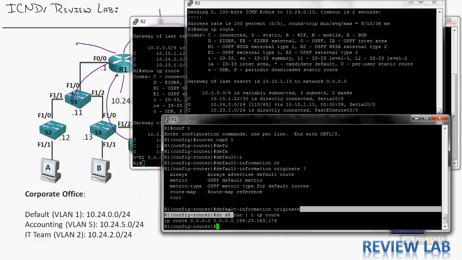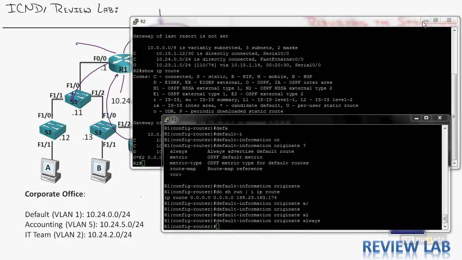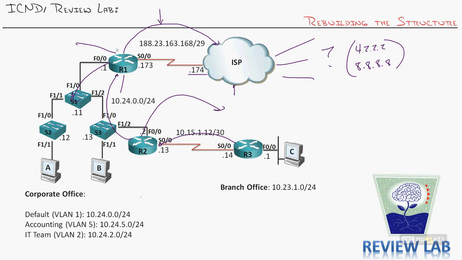There is another command we can type in, default information originate, and I'll hit the up arrow and do always. The function will be the same. It's not like anything special is now going to happen. It says, okay, router 1, even if you don't have a default route, so even if we didn't put that default into the ISP, still advertise it. Pretend like you have a default route when you talk to router 2 and your neighbors, and send it on.